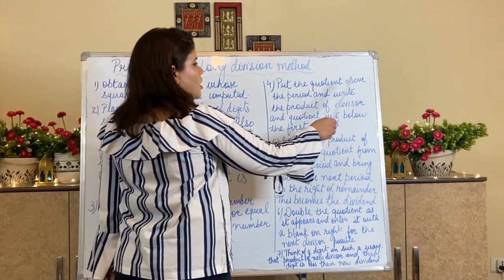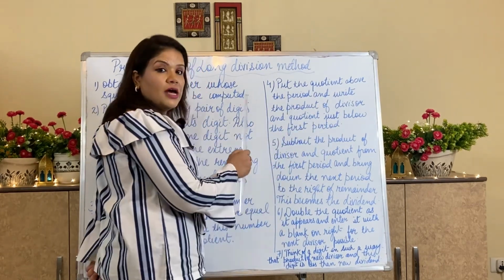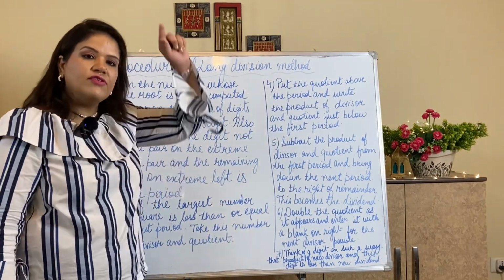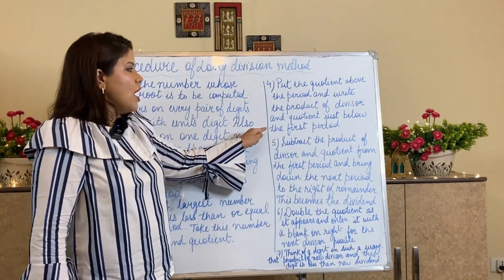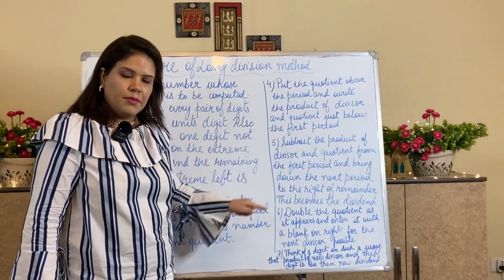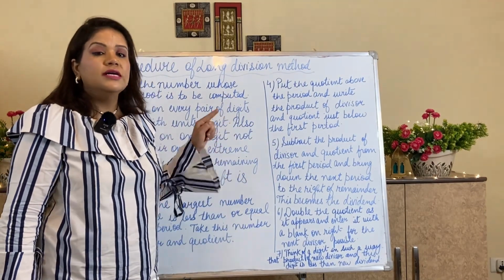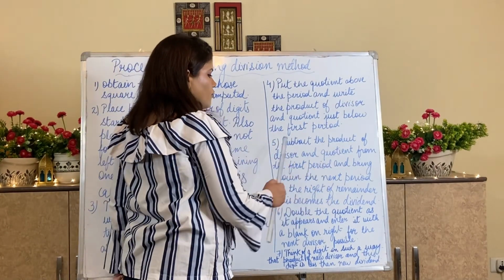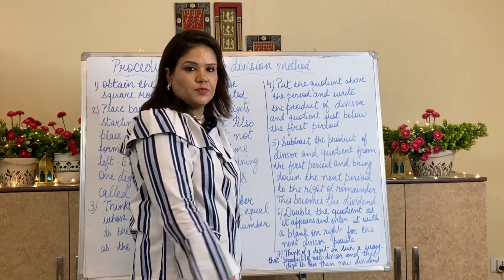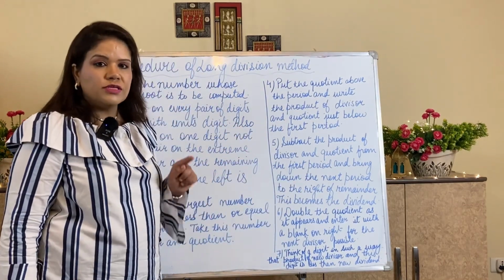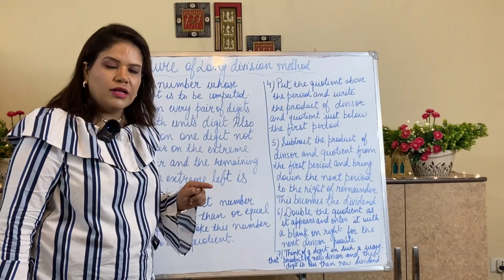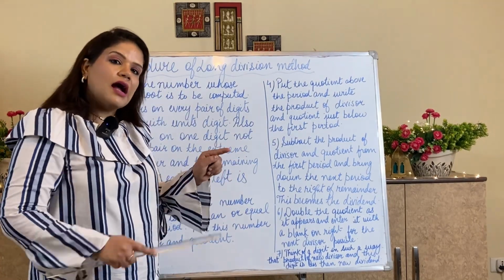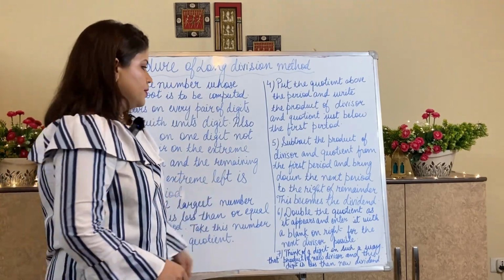Put the quotient above the period and write the product of the divisor and the quotient just below the first period. Quotient I will write above, and whatever square I am getting I will write below the dividend, or below the first period. Subtract the product of divisor and quotient from the first period. I will subtract the first square, and with whatever remainder comes, I will bring down the second period, and that will become the new dividend.